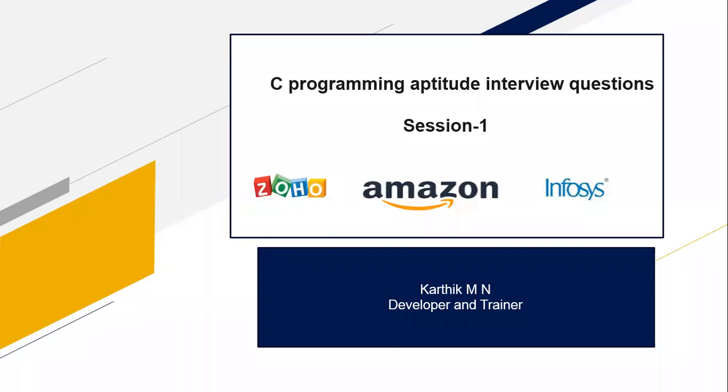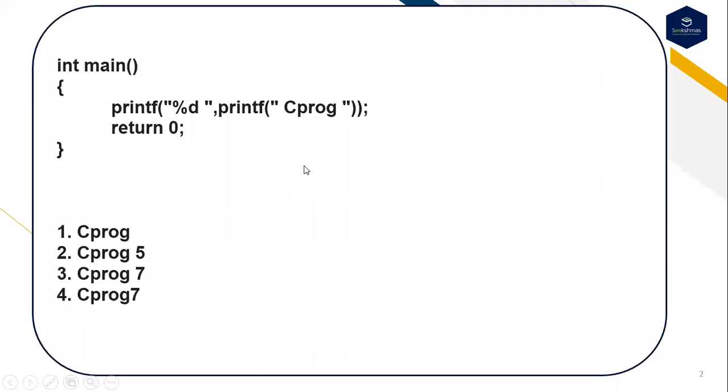Today we are going to discuss a C programming aptitude interview question, which is asked in many companies like Zoho, Amazon, Infosys, and other companies. So this is the first C programming question: int main, printf, %d, and printf C program.